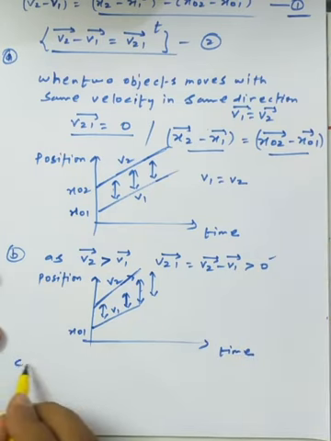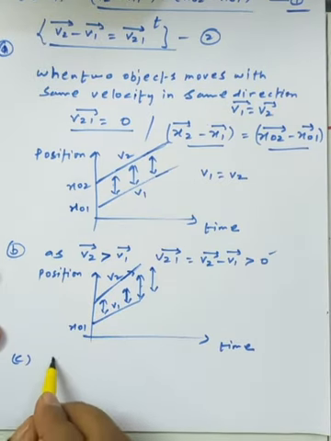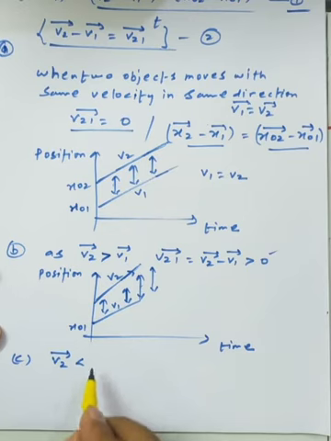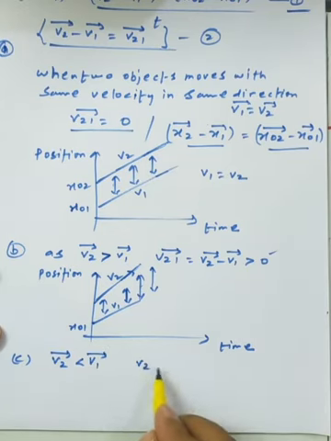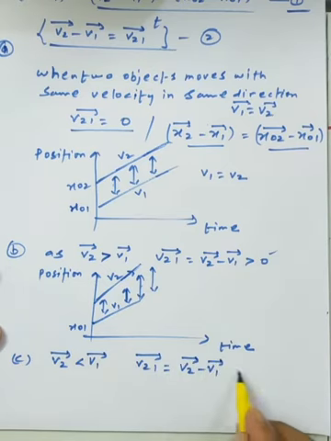Now condition number C, as we are assuming that v2 is less than v1. For the two cars in this situation we get the formula v2 minus v1, but here we get the negative sense of relative velocity.